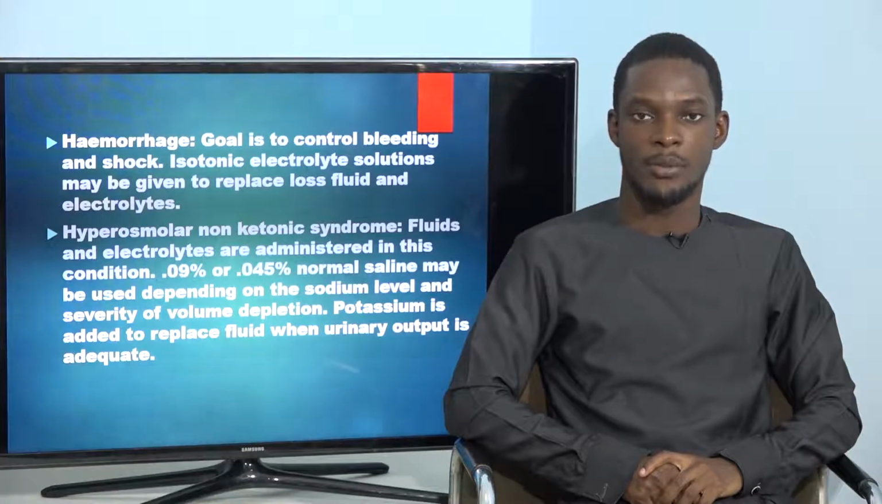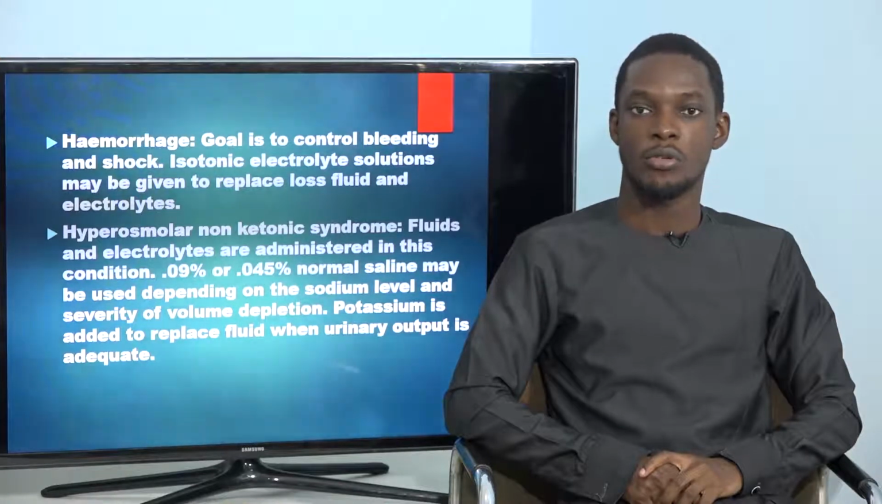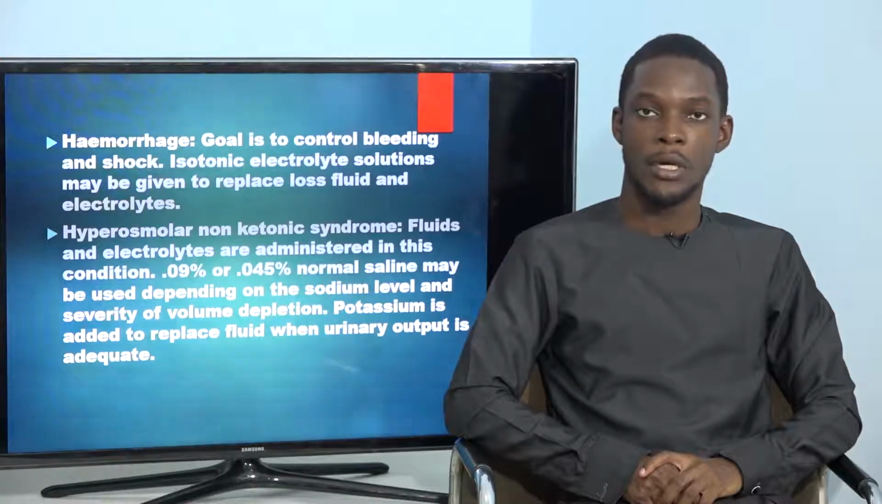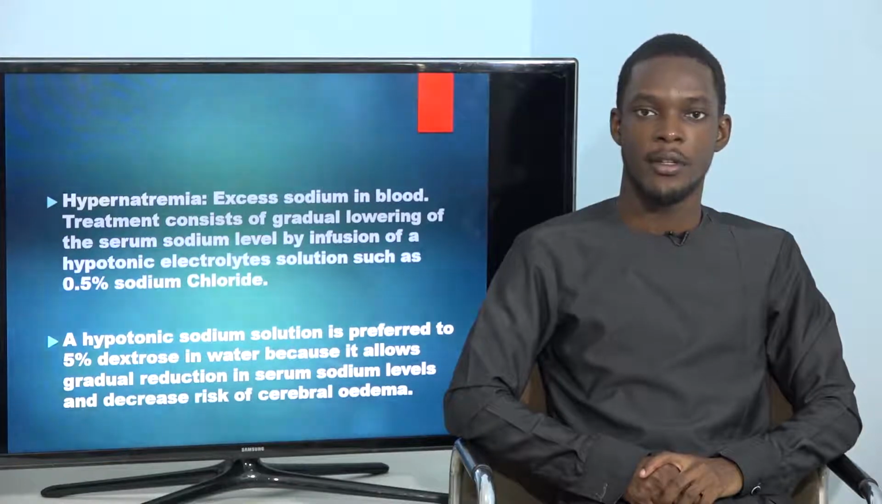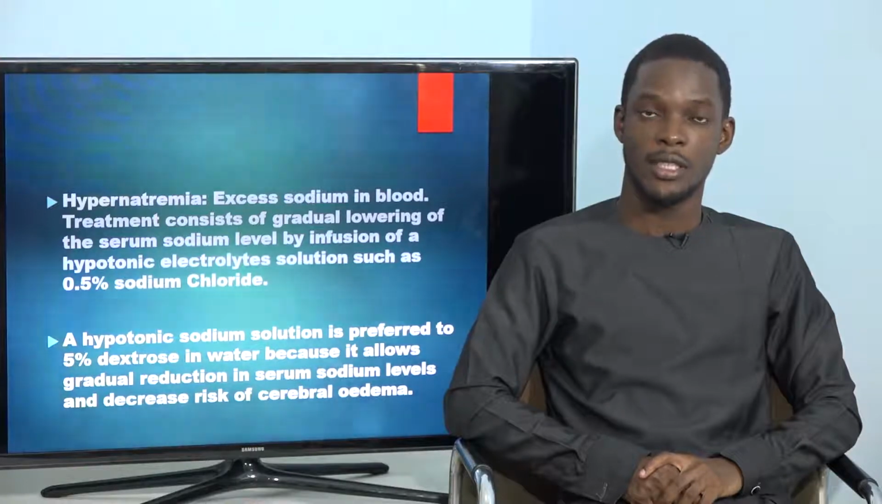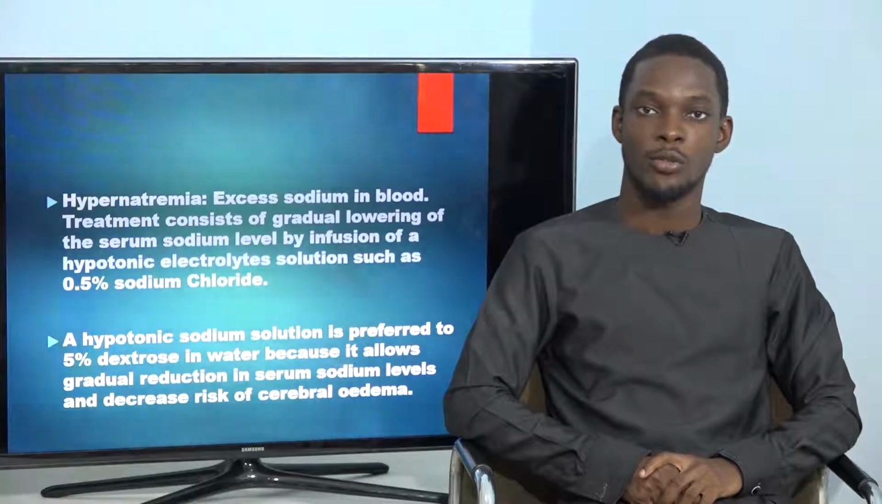In hemorrhagic patients, the goal is to control bleeding and to control shock. Normal saline or other isotonic solutions may be given to replace fluid loss. In hypernatremia, you may expect to give a hypotonic solution such as 0.45 normal saline to correct the fluid imbalance.